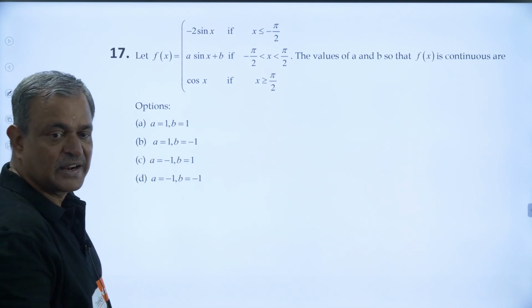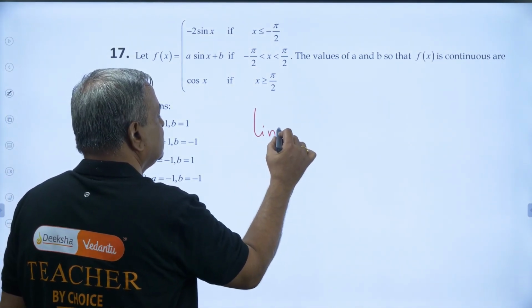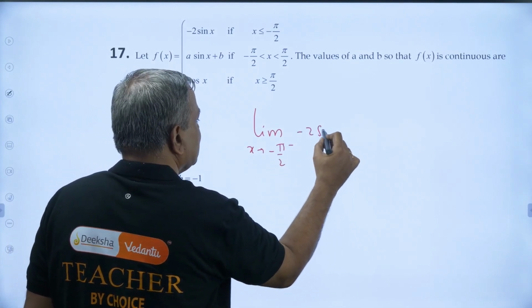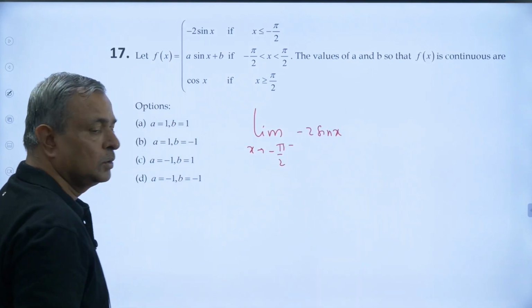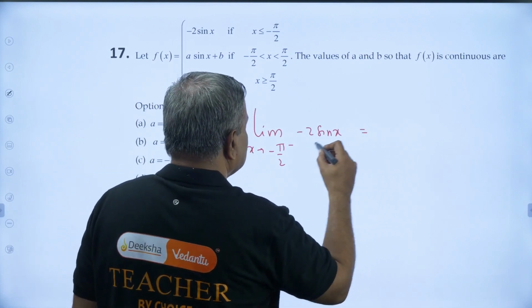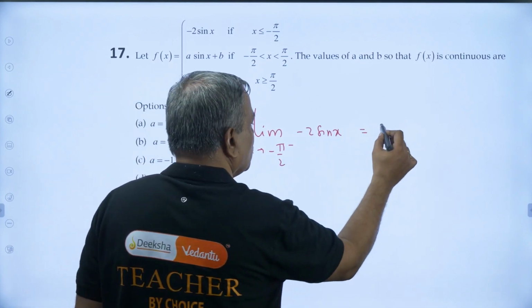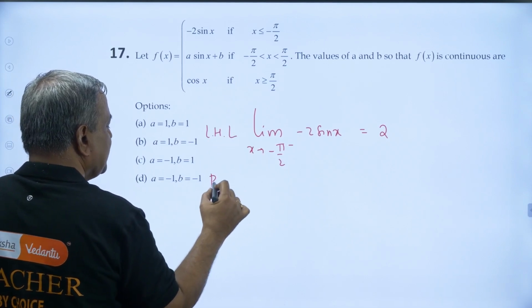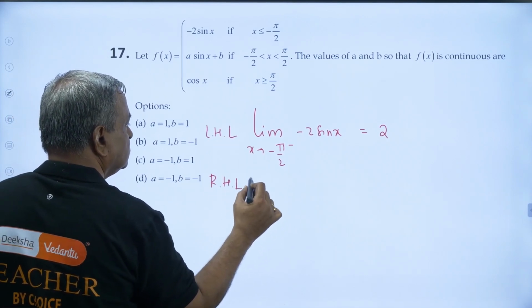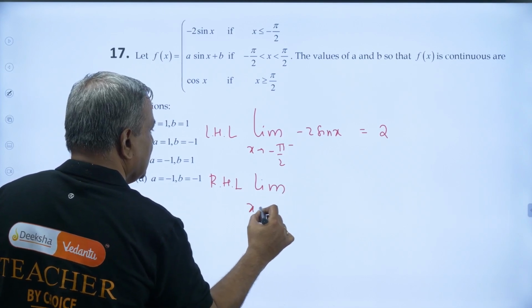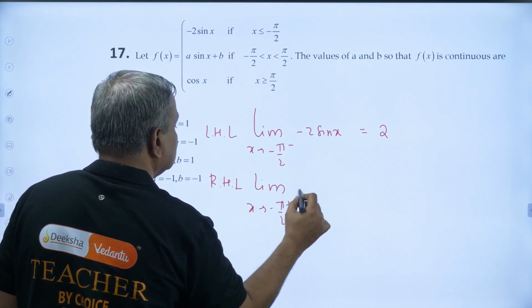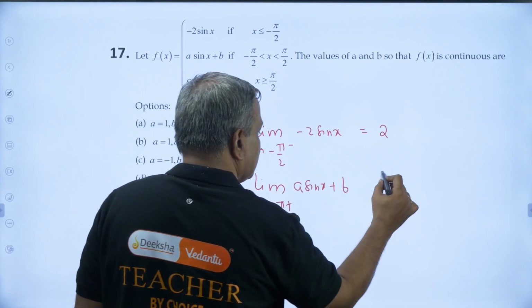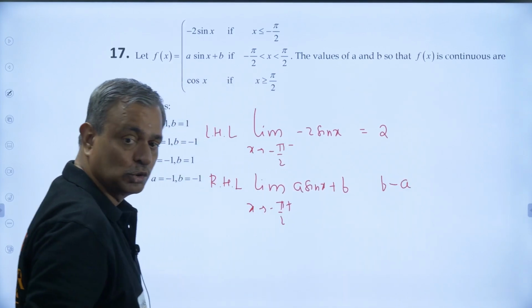f(x) continuous, when we say continuous, left hand limit as x tends to minus pi by 2 minus of 2 sin x. If you substitute it, sin minus pi by 2 is equal to minus 1, we will get 2. This is the left hand limit. Right hand limit as x tends to minus pi by 2 plus of a sin x plus b. So you'll get how much? b minus a, which is equal to 2.